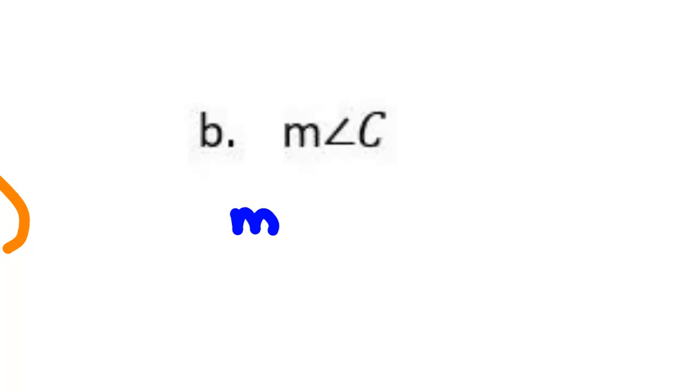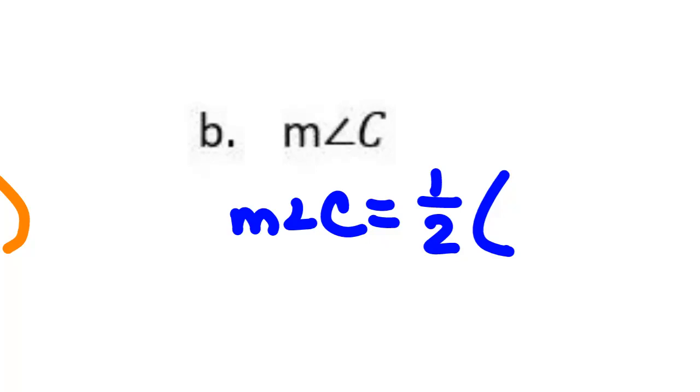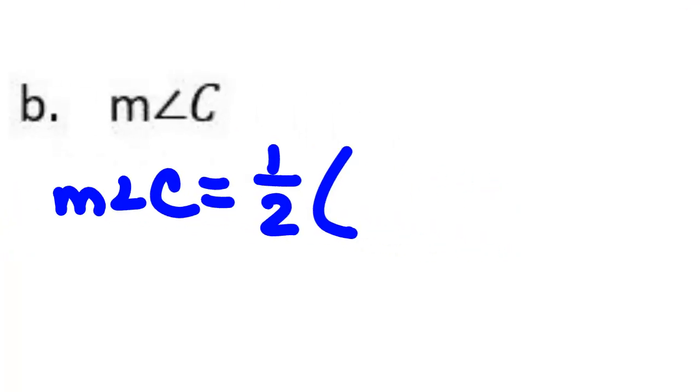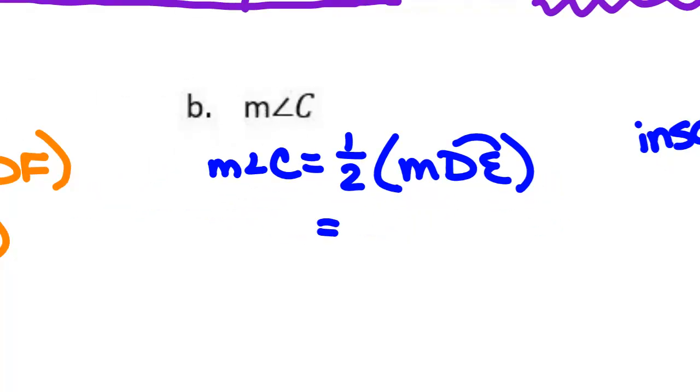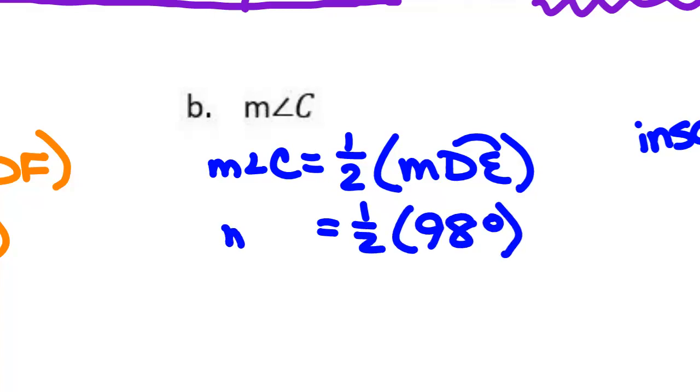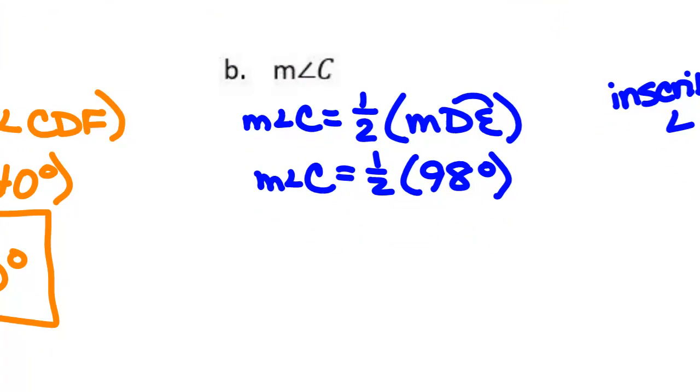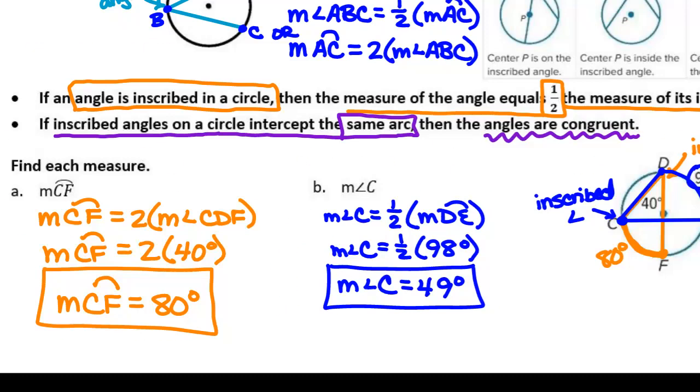The measurement of the inscribed angle, looking up here, my angle is equal to half of my intercepted arc. Well, the arc that this is intercepting is DE. How big is arc DE? 98 degrees. What is half of 98 degrees? 49 degrees. So angle C is 49 degrees.